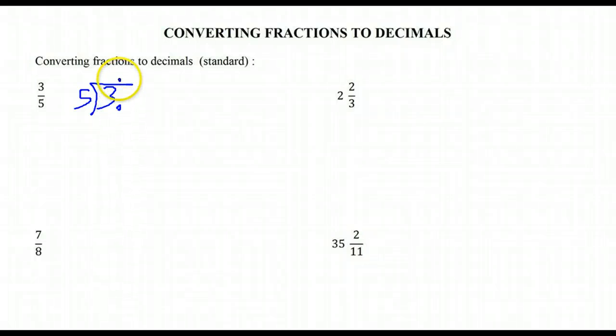So we put our decimal right here and we write it just as if we had money. So it's $3. 5 into 3 is 0. 5 into 30 would be 6. That gives us a 0, and once you get that 0, this is our ending point.